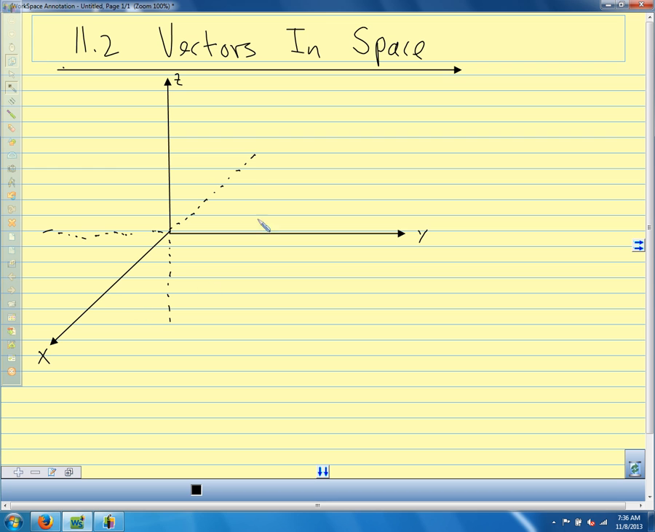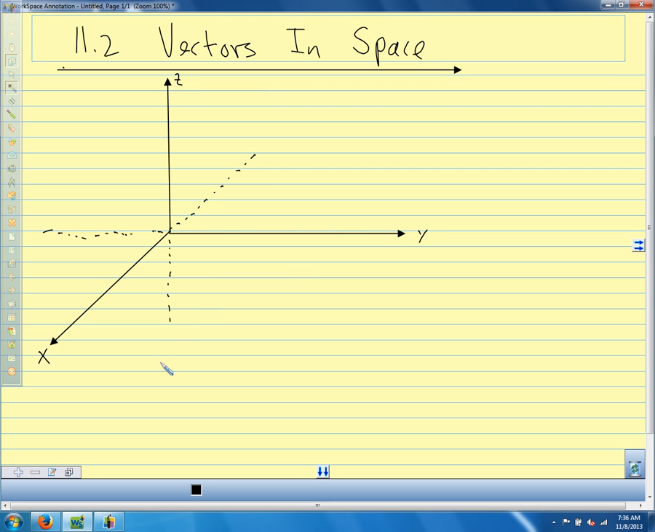And our planes divide space into 8 octants. So we have 4 above the xy plane and 4 below the xy plane. Normally, we'll only name the first octant. We can number them just like we did the quadrants, but usually we'll just talk about the first octant, and we won't talk about the second octant and the third octant and the fourth octant. So the first octant is here where x, y, and z are all positive.